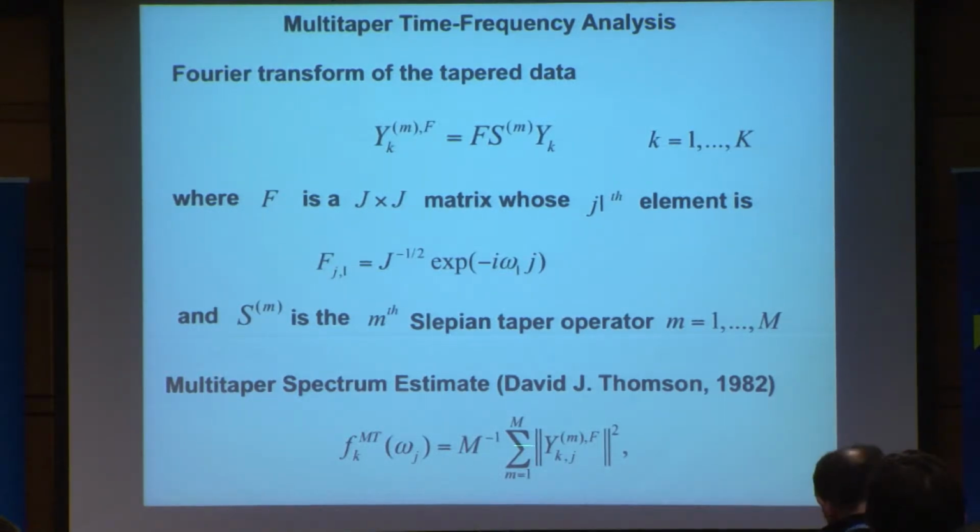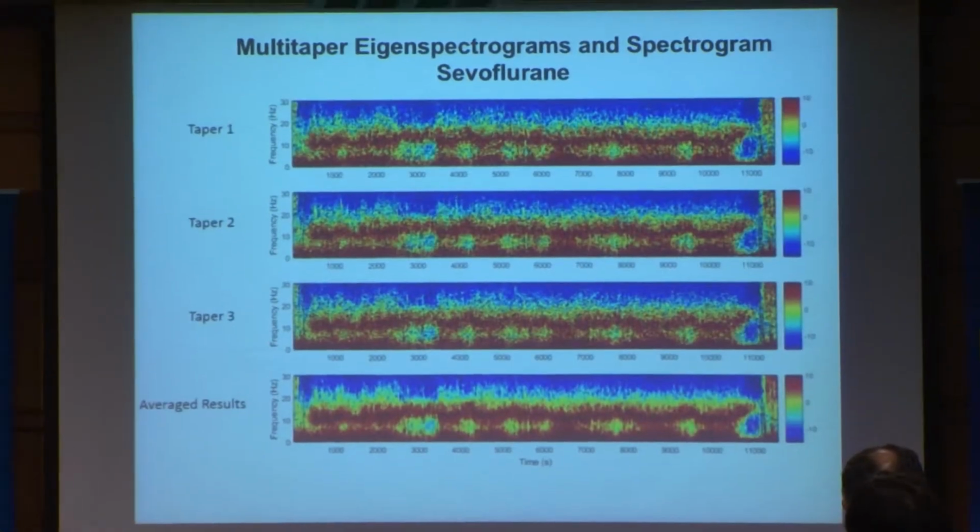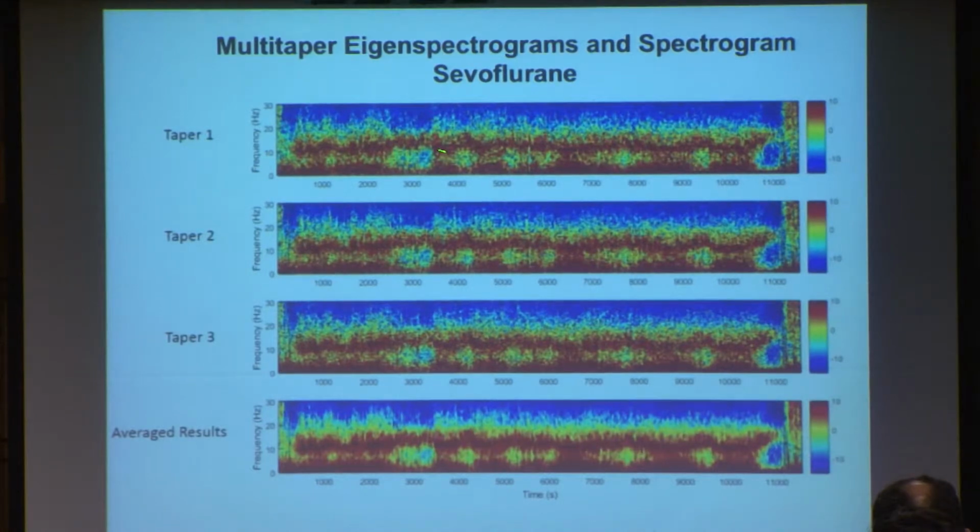So this is what that spectrum would look like applied to these data. This is the eigenspectrogram coming from one of the tapers. There it is from the second one and the third one. You average these together, and you can see you get something that looks sharper.